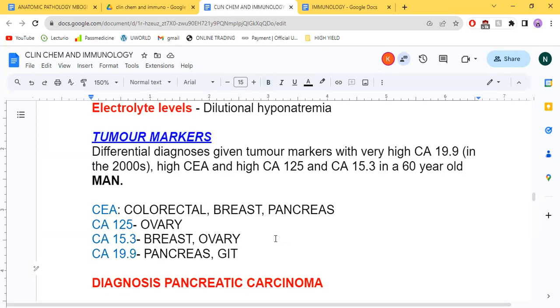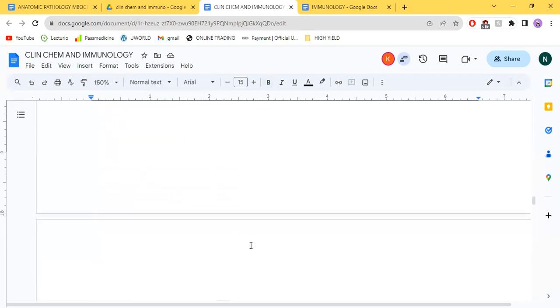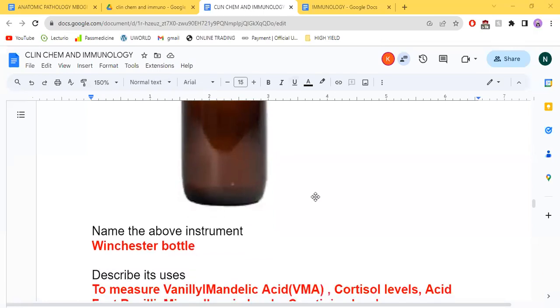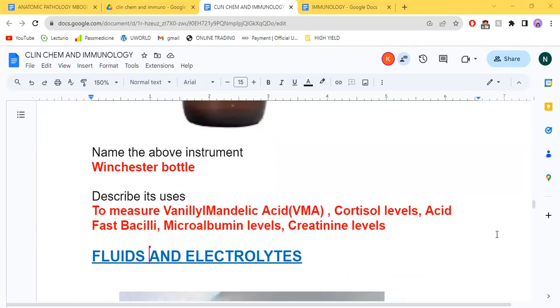The next, name the instrument above. What's this instrument? Yes, Winchester bottle. And test that, what are some of its uses? VMA, yes. Cortisol levels, 24-hour urine collection, yes, to check creatinine levels, cortisol, acid fast bacilli, microalbumin levels, the microalbumin we were talking about yesterday. You remember? Okay. So I think we can go to the next question. Is that okay?